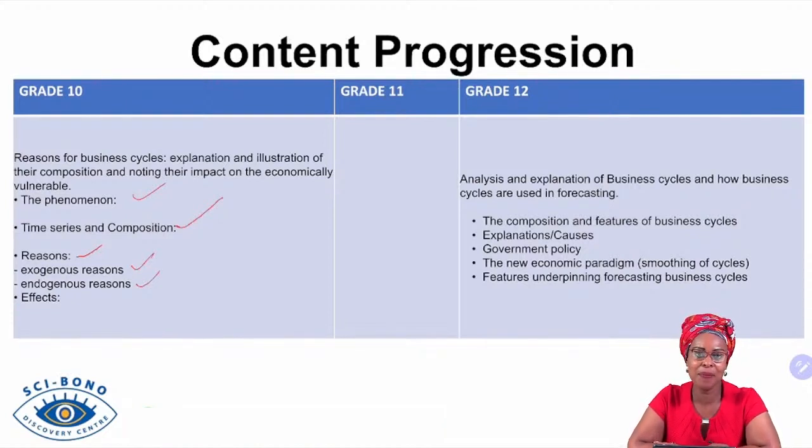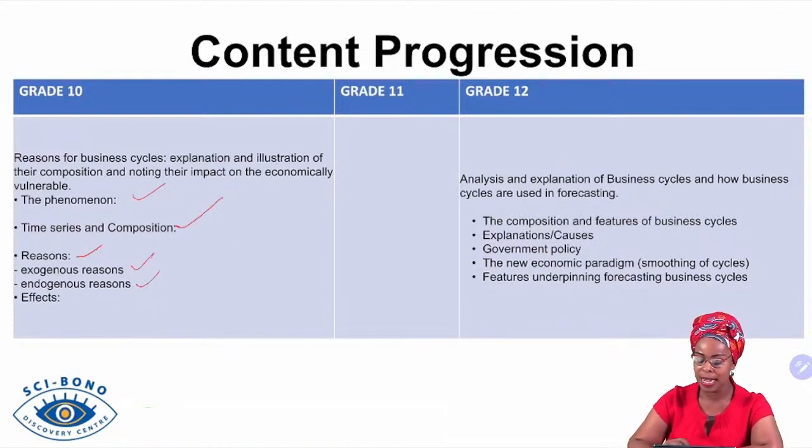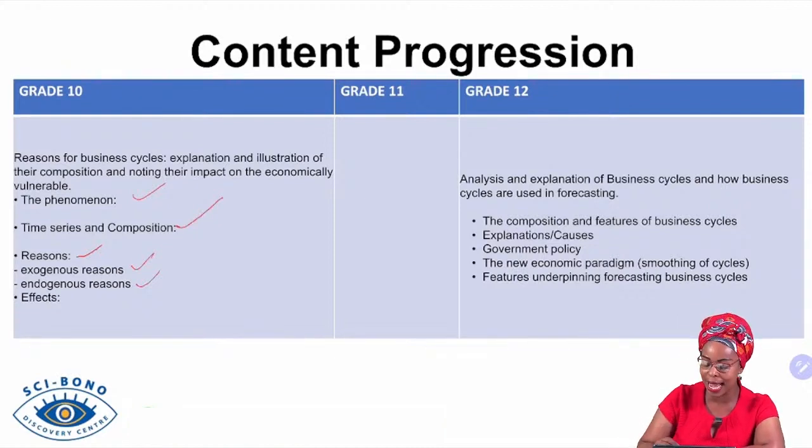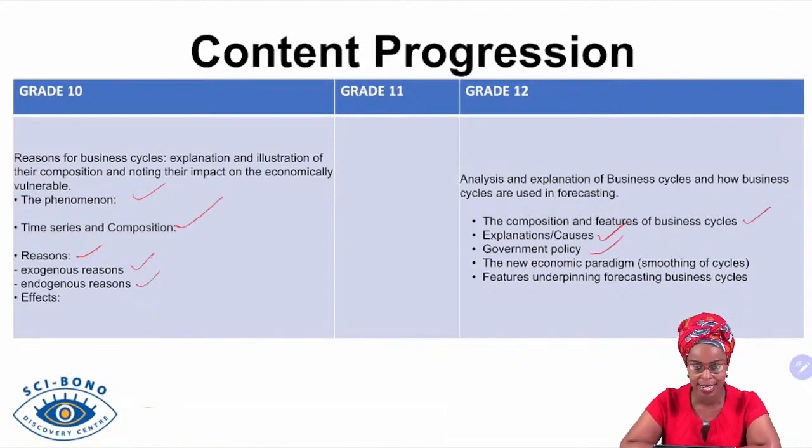In grade 11, the topic was not taught, but it progressed to grade 12. So in grade 12, these are the subtopics that you're going to learn about. It is the composition and features of business cycles. It is an explanation or causes, what causes business cycles. It is the government policy, and it's also the new economic paradigm to smooth out business cycles. And lastly, it is the features underpinning forecasting of business cycles. But today, like I've said, we will only focus on the first three. Okay.